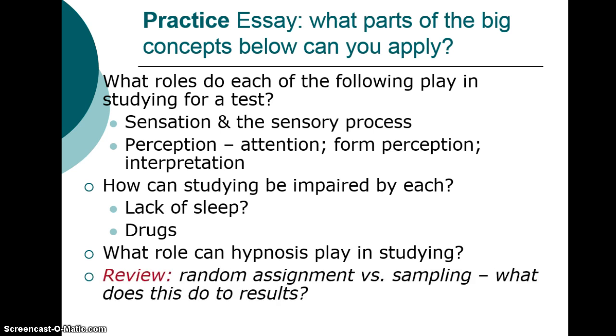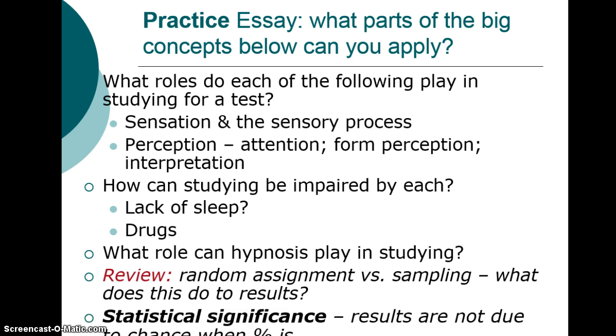I would love that. And then just random, make sure you do review the difference between random assignment and random sampling. Getting the sample is the sampling, assigning them to the groups is the assignment. And then statistical significance. Don't ever want you to forget that magic number of 0.05. If it's lower than that, it's not due to chance. That's it.